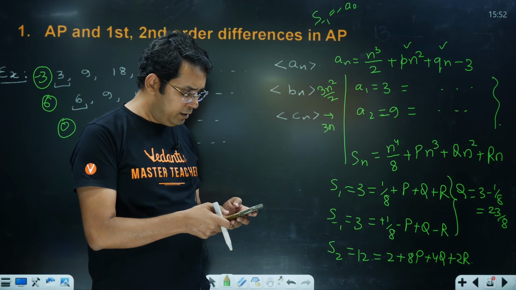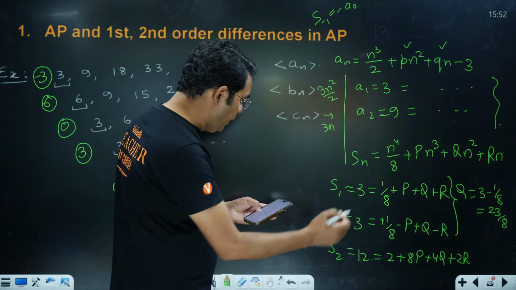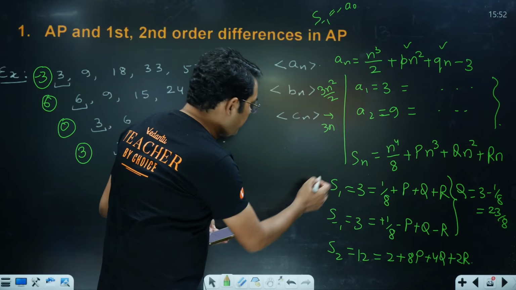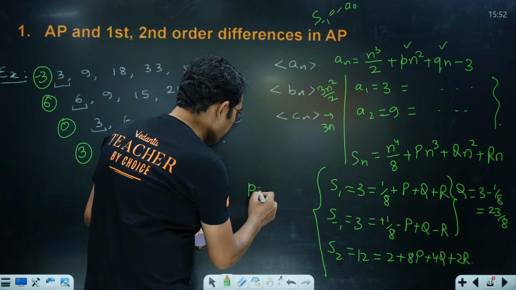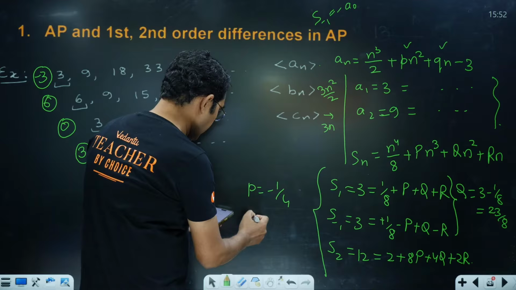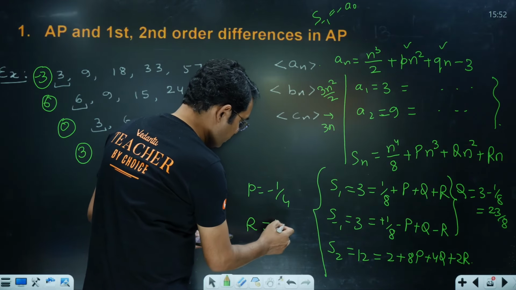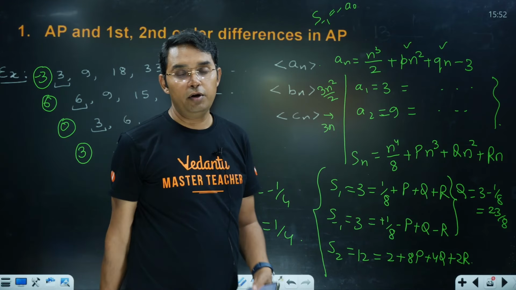I'll write the values which I am getting. Q was 23 by 8. P, you can check, will come out to be minus 1 by 4, and r will be 1 by 4. Okay, so that's how it is done.